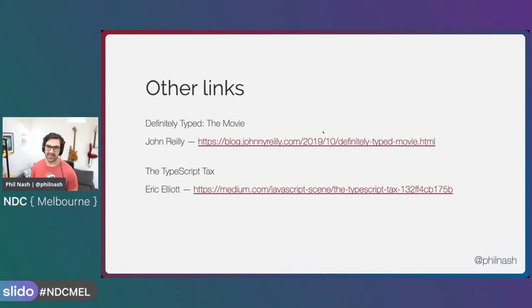There are some other links, like I said earlier. Definitely Typed is an amazing project, but given its importance to the entire ecosystem, it has been through a lot. So go check out the blog post on Definitely Typed the movie. And then finally, Eric Elliott published quite a good blog post on the TypeScript tax, and this is interesting if you want to look into the reasons that you wouldn't move to TypeScript as you're weighing up this decision.